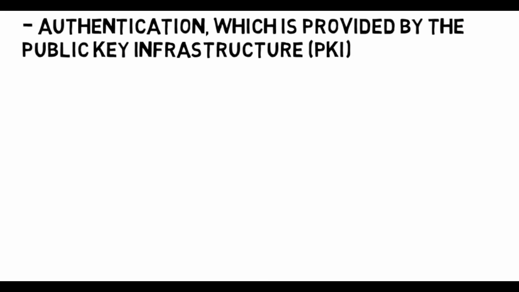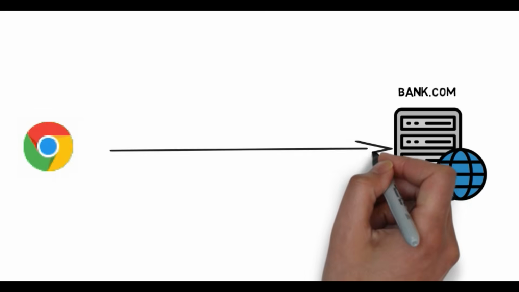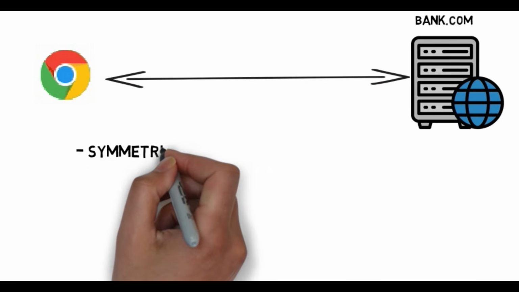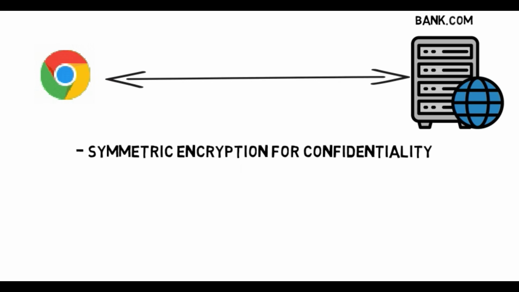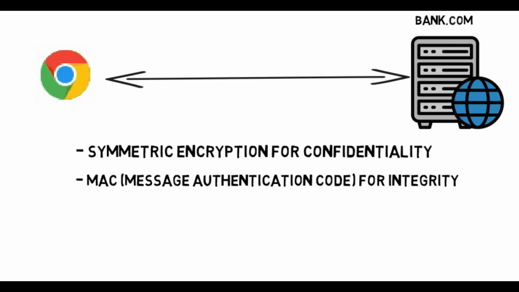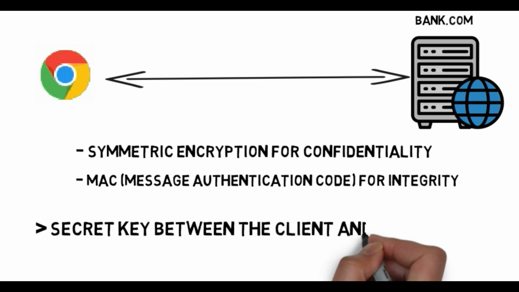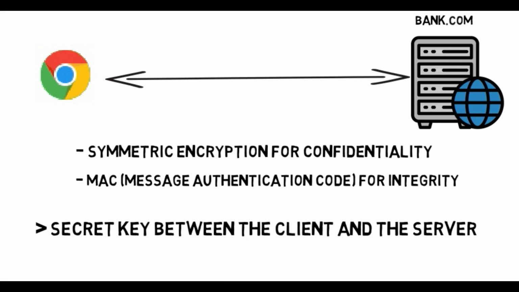But we still don't understand what a PKI is. Let's say we have a website called bank.com and the client is a web browser. The client wants to send data to the web server securely, so they use symmetric encryption for confidentiality and HMAC for integrity. Both of these require a mutual secret key between the client and the server. Before we can apply symmetric encryption and MACs, we must establish a symmetric key.